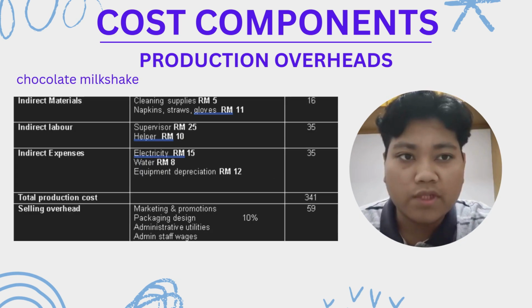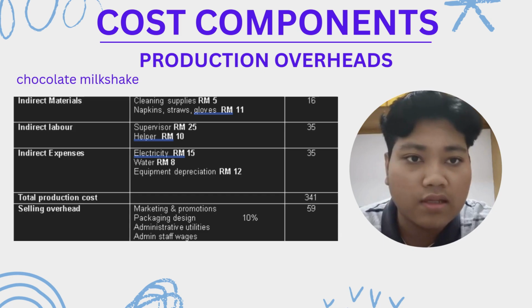For this part, I will explain the cost components for the chocolate milkshake, focusing on production overheads and selling overheads. First, let's look at indirect materials. These are materials used in the production process but are not directly traceable to one milkshake. They include cleaning supplies costing 5 ringgit and items such as napkins, straws, and gloves costing 11 ringgit.